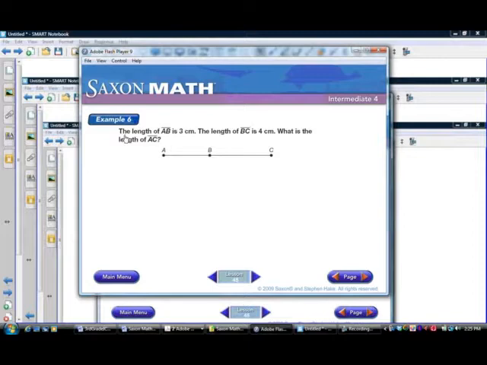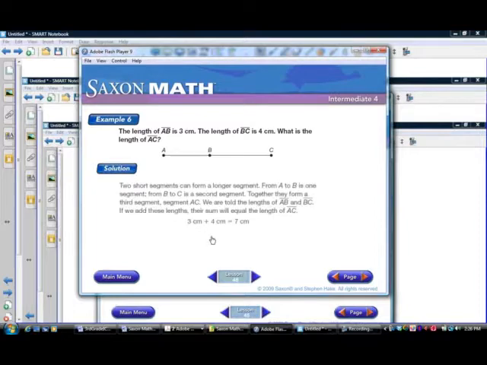Okay, example 6. The length of, now this is how you say it, okay? The length of line segment AB is 3 centimeters. The length of line segment BC is 4 centimeters. What is the length of line segment AC? So if we know this side is 3 and this is 4, then the length of line segment AC is 7 centimeters, correct?